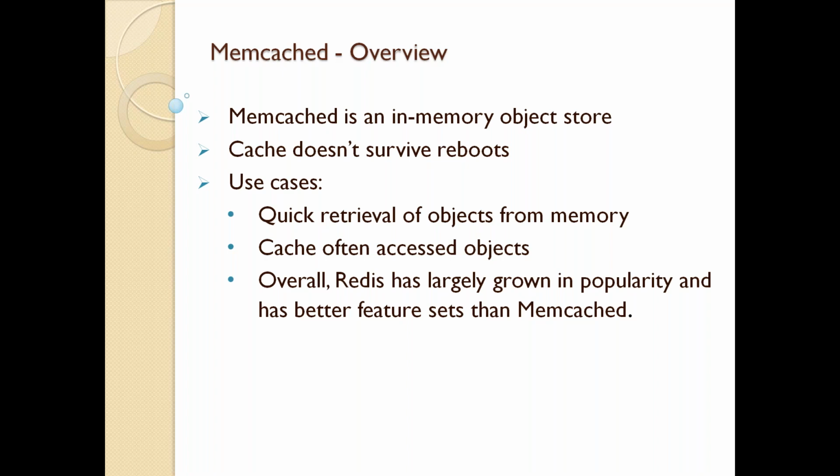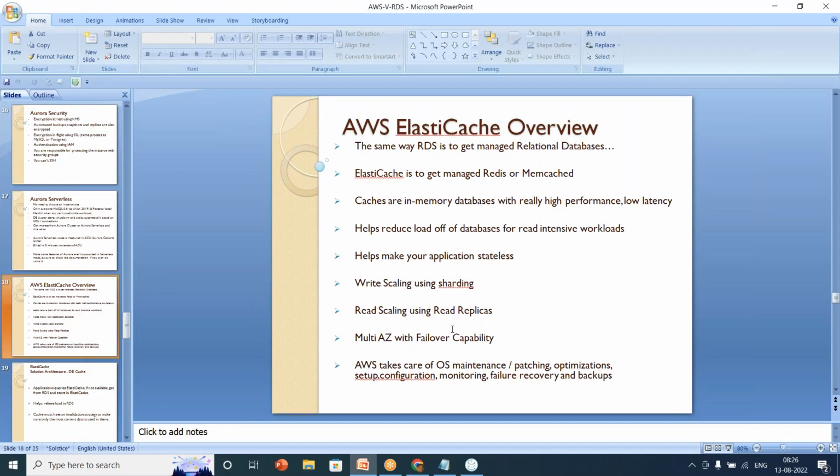But cache often accessed objects. Overall, Redis has been used widely in organizations, and it has grown in popularity. Redis is not a product of AWS. Redis is a separate product, and AWS supports Redis. So it has a better feature set than Memcached. This is what we have for our RDS.